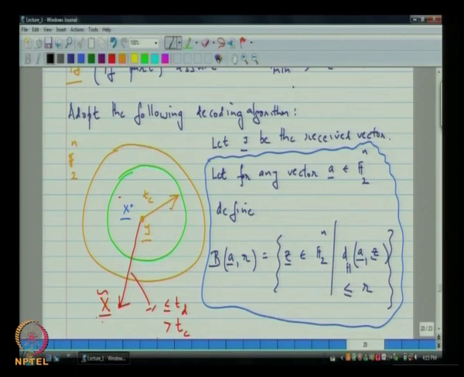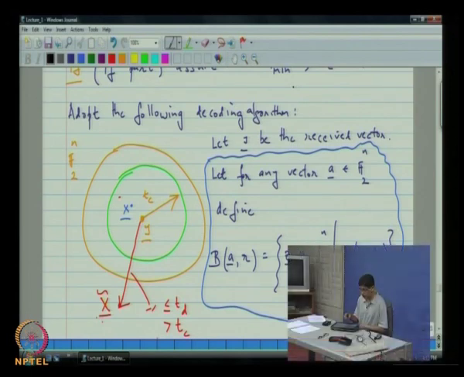Now, given that ball, we are going to look to see if there is a code word that is contained within the ball. Now, it could be that there is a code word, it could be that there is more than one code word, or it could be that there is no code word. All right. At the outset, these are the possibilities. We will narrow down the possibilities as we go along.